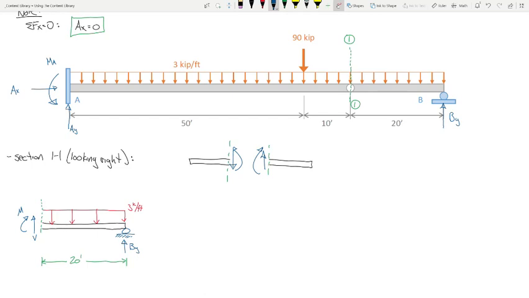But what do I know about this M? It's 0, and the only reason I can say that is because I cut through a hinge. So I'm going to write that. I'm going to say M equals 0. That 0 looks like a weird 6.